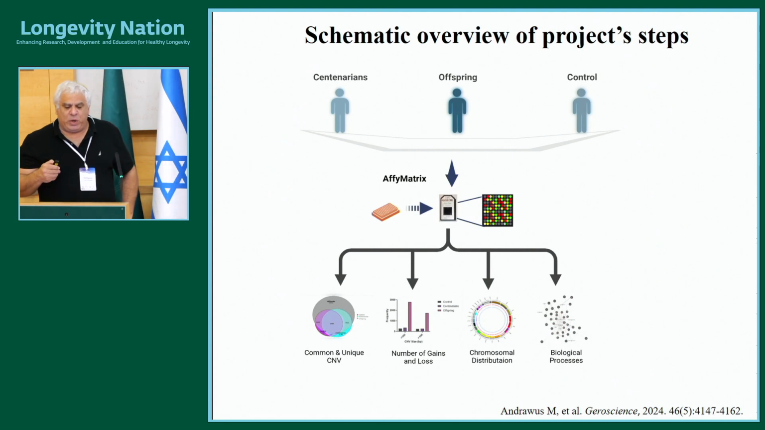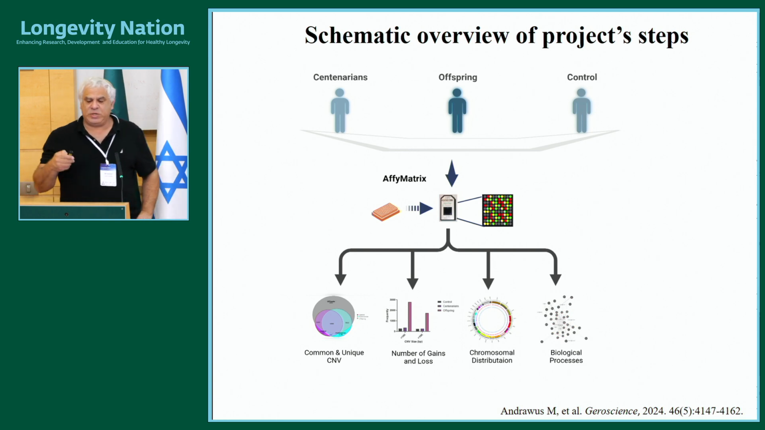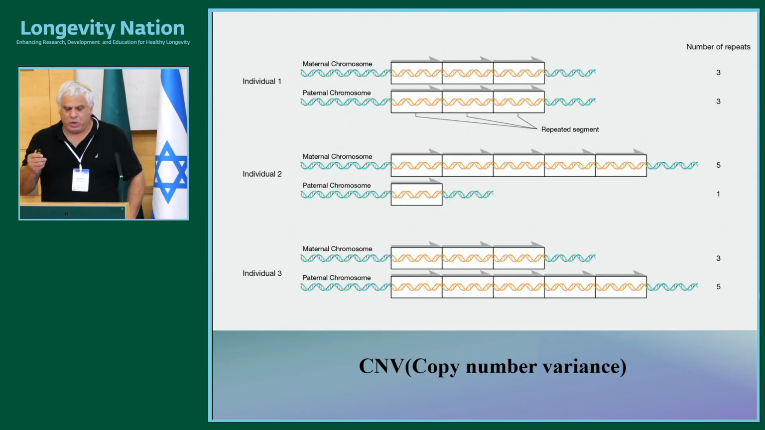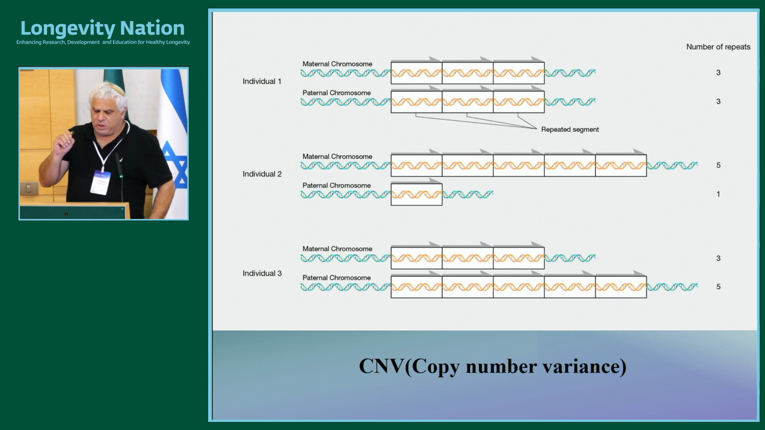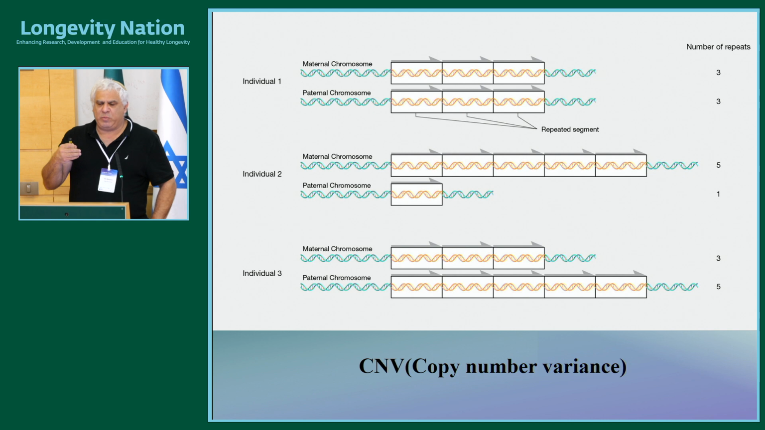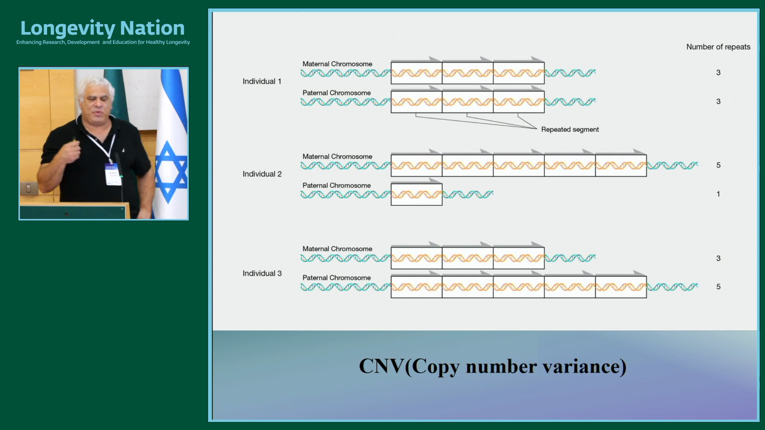In this scheme, we took three groups: centenarians, offspring, and the control. We used the Affymetrix platform in order to capture the CNVs within those people and to find if there are differences between centenarians, offspring, and control. Offspring is the offspring of the centenarian. Just to capture your interest, copy number variance is the same segment that goes within an individual, and the change between them can tell you if something happened.